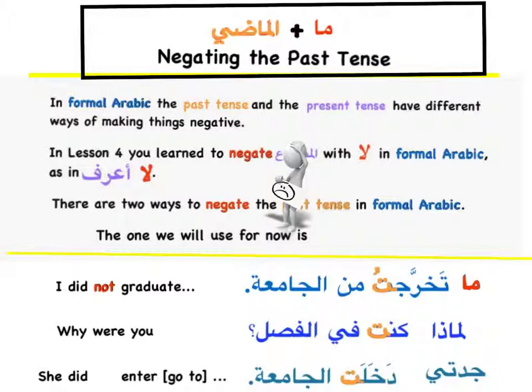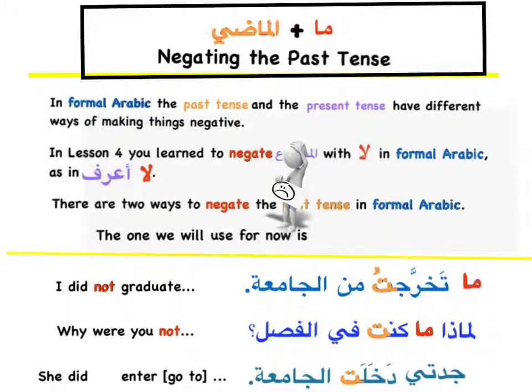So for example, we have لماذا كنت في الصف؟ Why were you in class? That's an interesting question. If you want to say why were you not in class, where would you put ما? You would put it right before the verb. لماذا ما كنت في الصف؟ Why were you not in class?